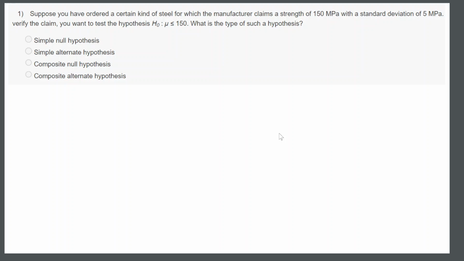So once he specifies that... one second.